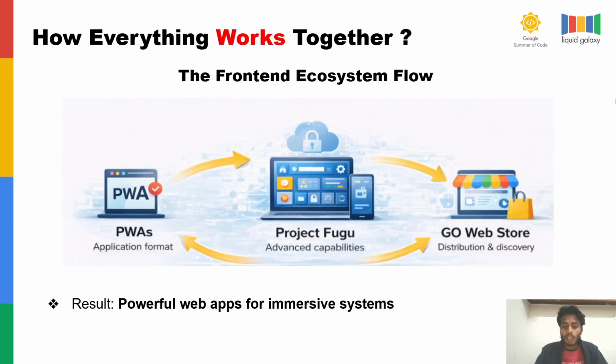Now that we have looked at each part individually, let's take a step back and connect all the dots. This slide shows the front-end ecosystem flow for Liquid Galaxy. At the center of the ecosystem are Progressive Web Apps, or PWAs. PWAs act as the application format. They define how applications are built using standard web technology while still offering features like installability, offline support, and performance.